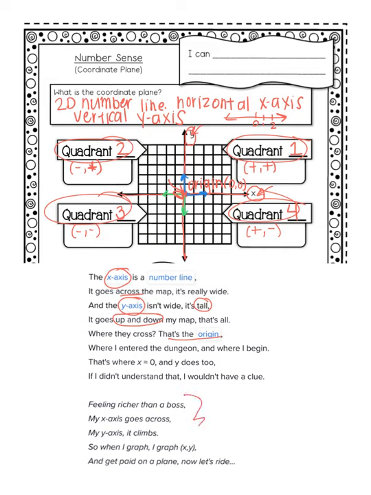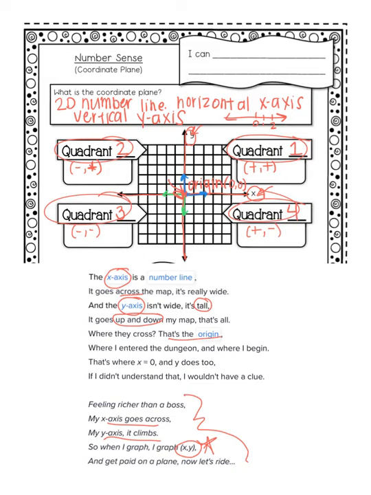This is the chorus of the vocabulary that I think is very important because, again, it helps us to remember about the x and y axis, and it also gets us introduced into ordered pairs, which you're going to learn in the next lesson. It goes, feeling richer than a boss. My x-axis goes across. My y-axis, it climbs. So when I graph x, y, and get paid on a plane. Now let's ride. Understanding that we always graph x followed by y is very important.